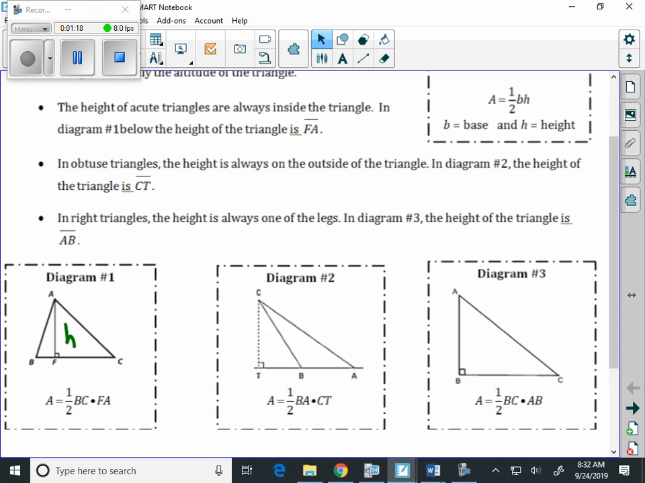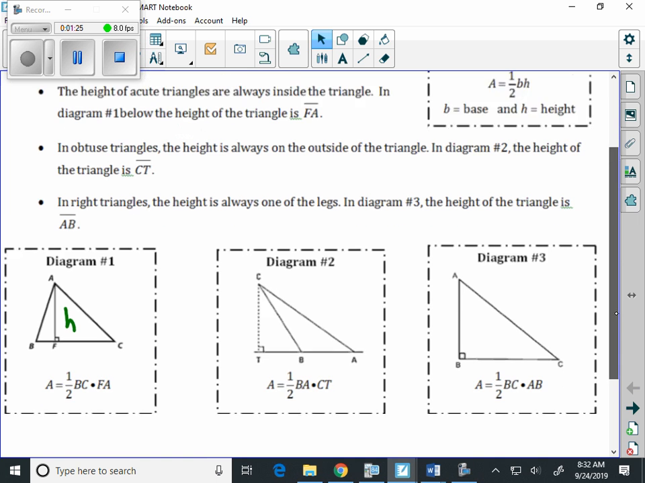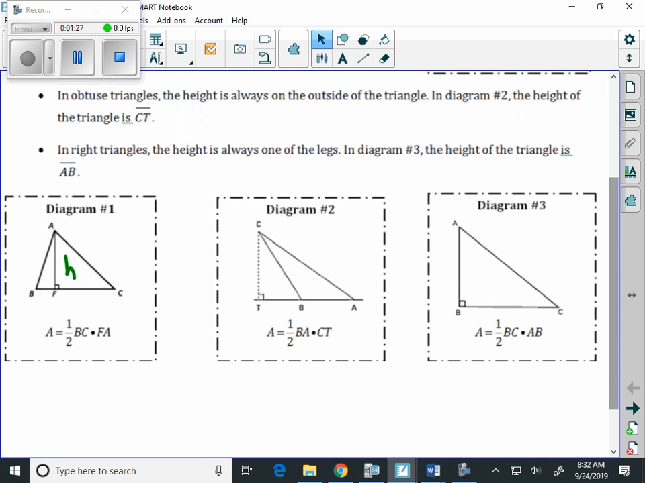In an obtuse triangle, the height is always outside of the triangle. It is the dotted line, in this case CT is our height here. And the base is the BA.